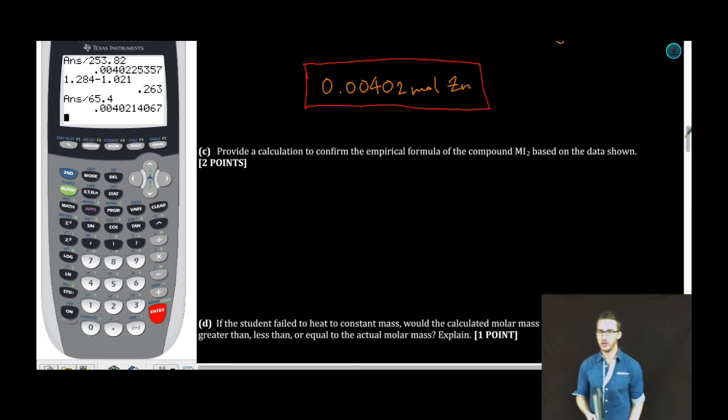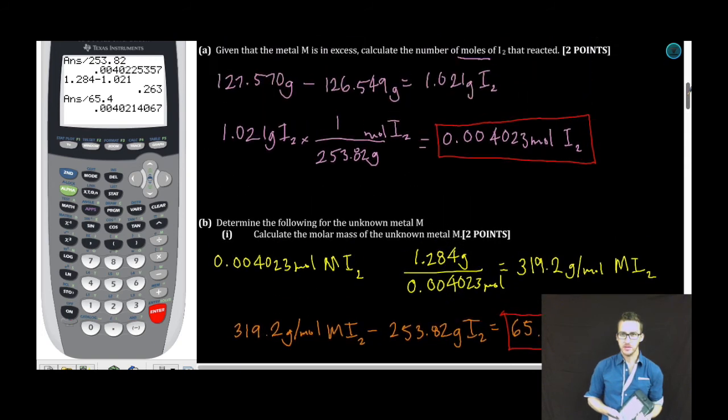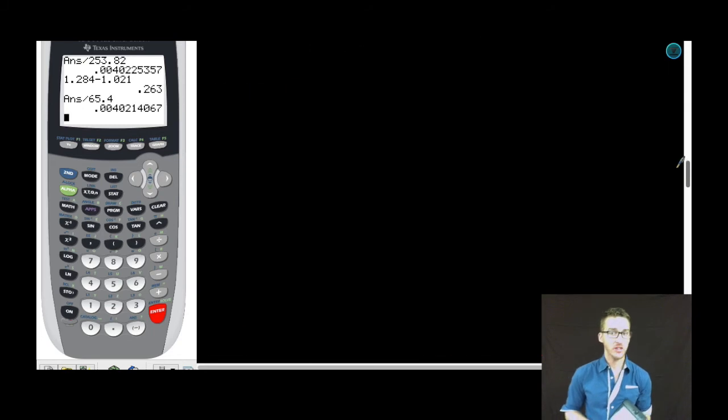Part C says provide a calculation to confirm the empirical formula of the compound MI2 based on the data shown. Now, as you think about the definition for empirical formula, it's a ratio. The empirical formula is the smallest ratio of moles. Well, we just determined that our moles of zinc is 0.00402, and we know from earlier in the problem that we reacted 0.004023 moles of I2.